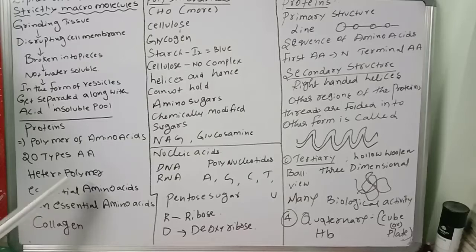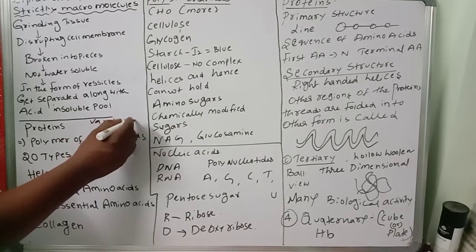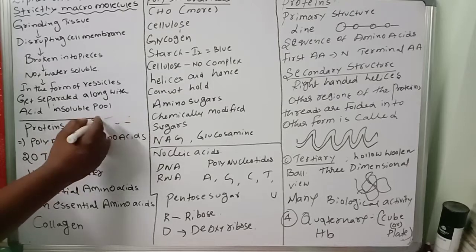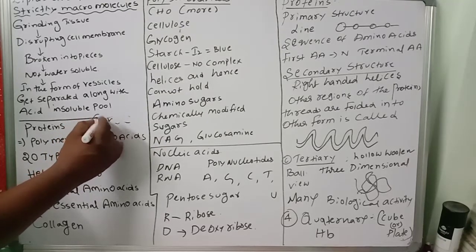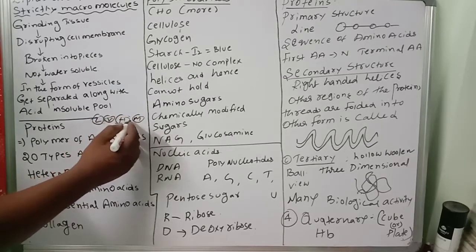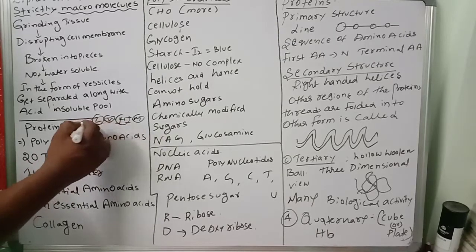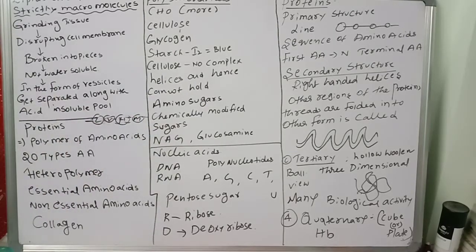Heteropolymer means what? If one amino acid, for example valine, repeats like this, that is a homopolymer. Instead of that, leucine, valine, histidine and methionine, different amino acids joined together, that is called a heteropolymer. This will be considered as one heteropolymer protein. So there are homopolymer proteins and heteropolymers, but mostly heteropolymer proteins are there.